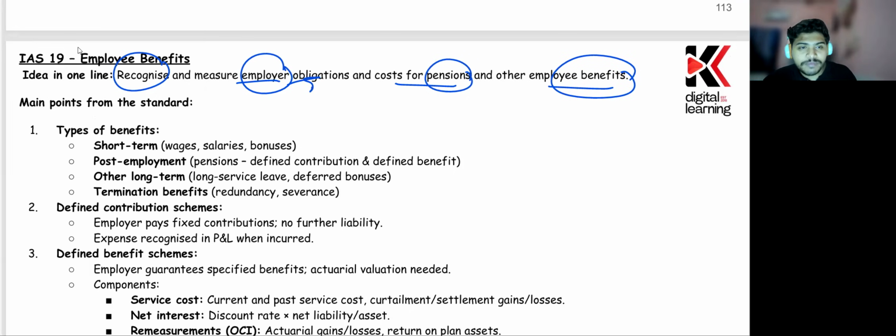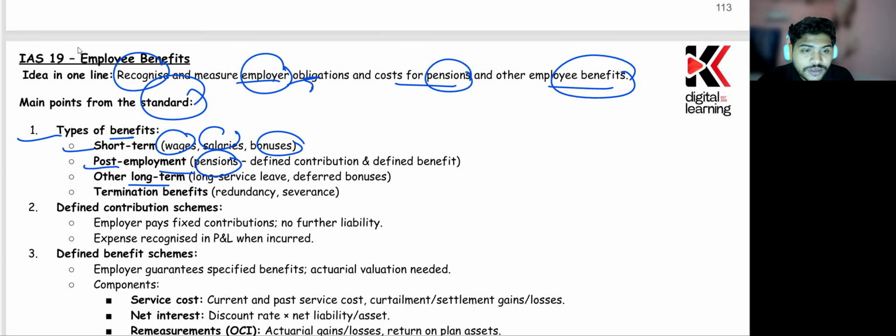Now, some of the main points from the standard are the types of benefits. Short-term benefits are wages, salaries, and bonuses, whatever you're paying on a daily basis. Post-employment means pension, something you provide for their retirement. Other long-term benefits mean long-term service. Suppose someone has served your company for 25 or 30 years, then you give them some extra bonus. Termination benefits mean redundancy and severance. These are there.